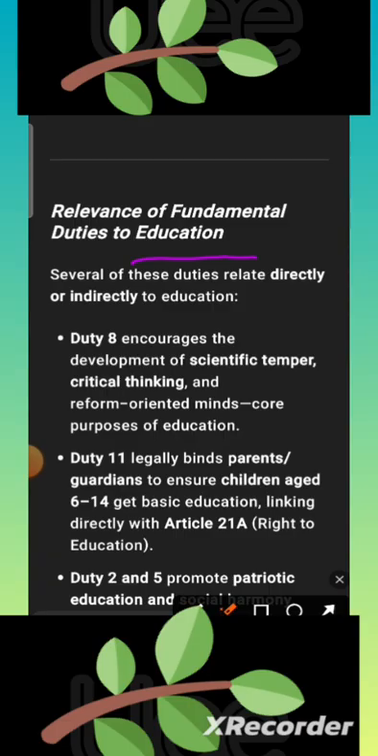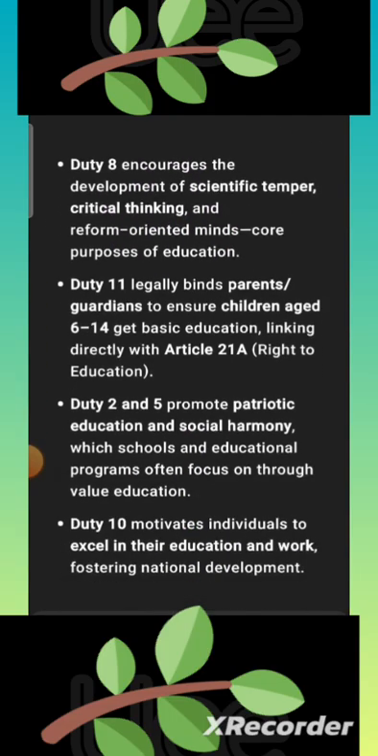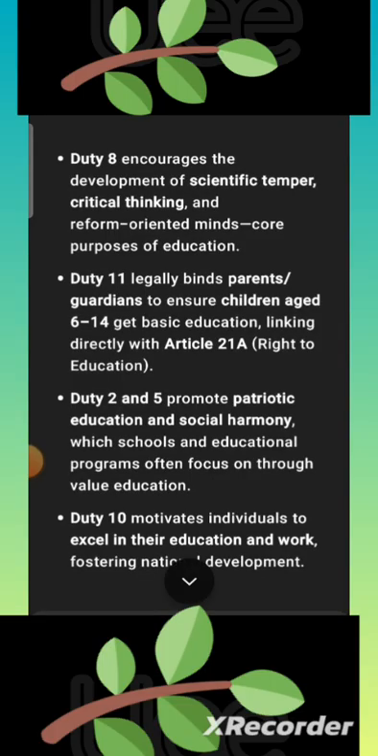Relevance of fundamental duties. Duty 8 encourages the development of scientific temper, critical thinking, and a reform oriented mind, the core purpose of education. Duty 11 legally binds parents and guardians to ensure children aged 6 to 14 get basic education, linking directly with Article 21A, right to education. Duty 2 and 5 promote patriotic education and social harmony, which schools and educational programs often focus on through value education. Duty 10 motivates individuals to excel in their education and work, fostering national development.